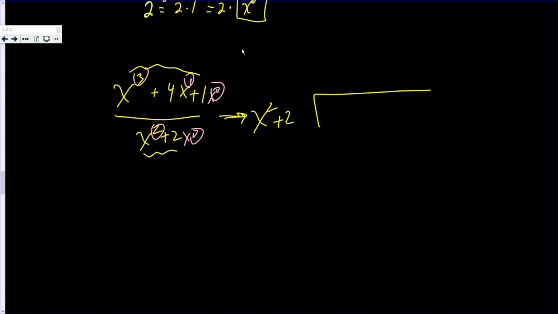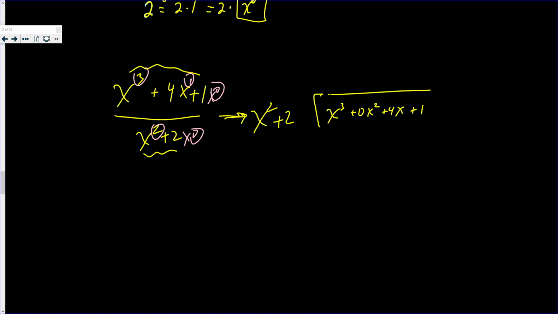But inside the bar, it does matter. Your highest power is x cubed. You better have an x squared, an x, and a constant term. You have 1x cubed plus no x squareds plus 4x plus 1. Now whether you write this on top or not, that's between you and your pen.